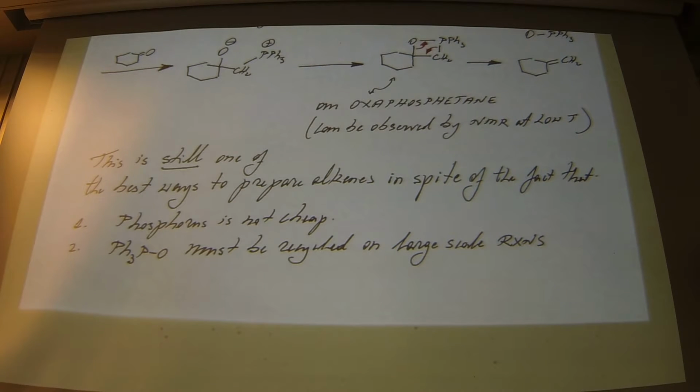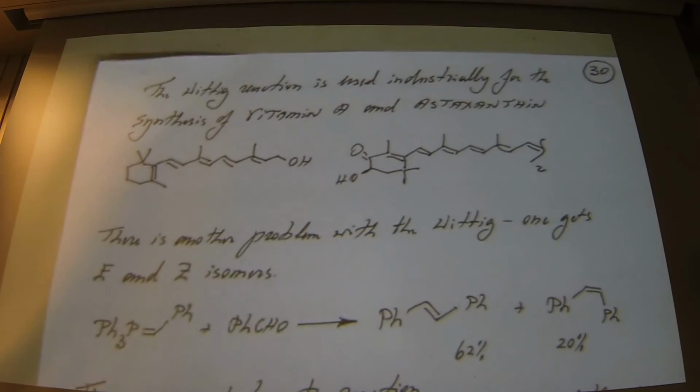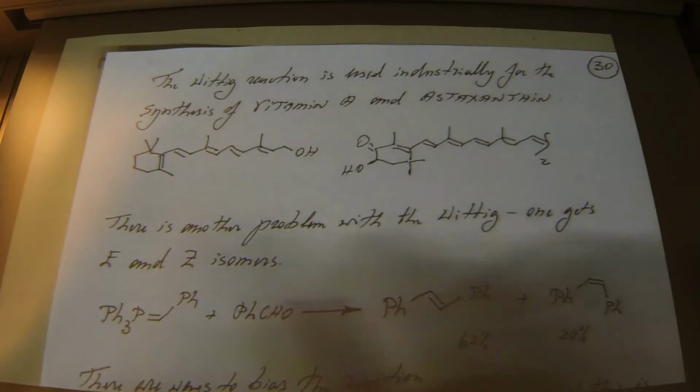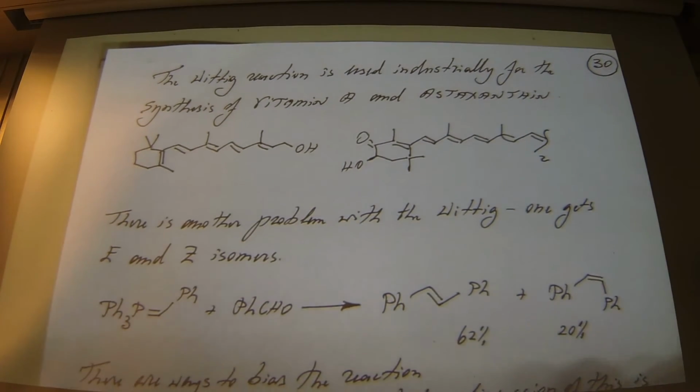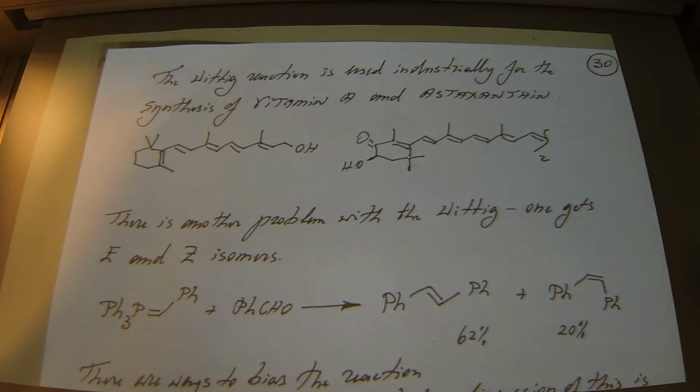has to be recycled, this is still one of the best ways to make alkenes. Believe it or not, it's used for making vitamin A and astaxanthin. I'll talk a little bit about astaxanthin. So vitamin A is this stuff here, which is a terpene, by the way. You can see the terpene rule. Astaxanthin is also a terpene. And astaxanthin is a dimer. It's 2 of these joined right there.